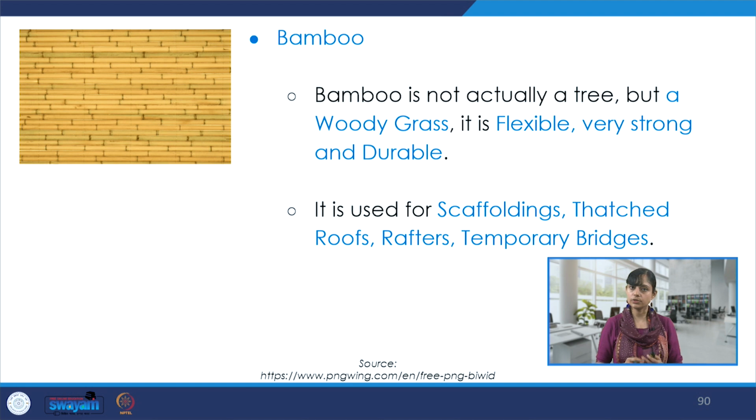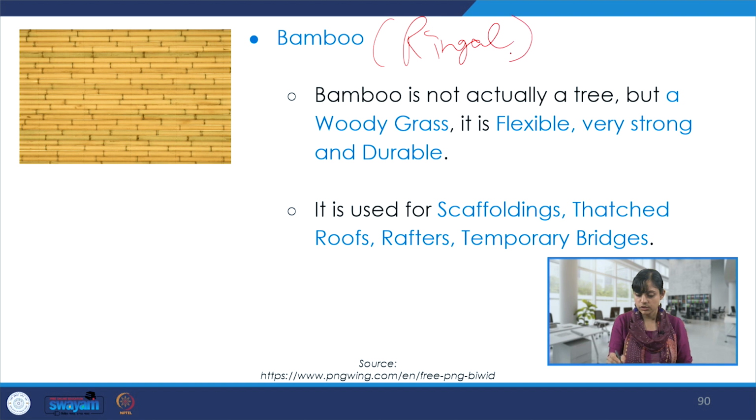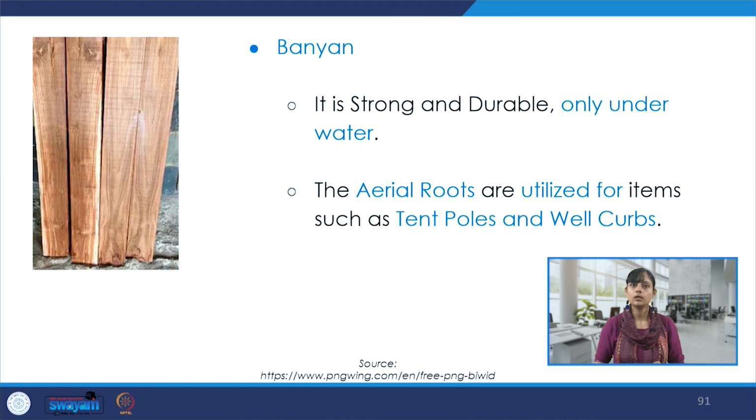Bamboo, of course, in Uttarakhand it is known as Ringal, and it is not so much of a timber but more of a grass, like a woody grass. Quite flexible, durable, getting used very extensively as a building construction material. Also for interiors, we use a lot of bamboo these days. Used for scaffoldings also, roofs, rafters, etc. Also furniture. Then there is banyan, which is strong and durable, and it is also used for several items such as tent poles, well curbs, etc.